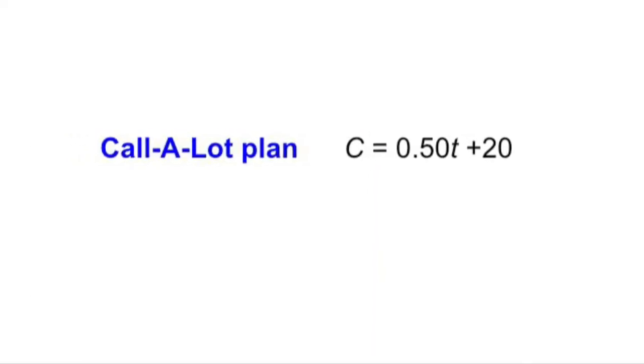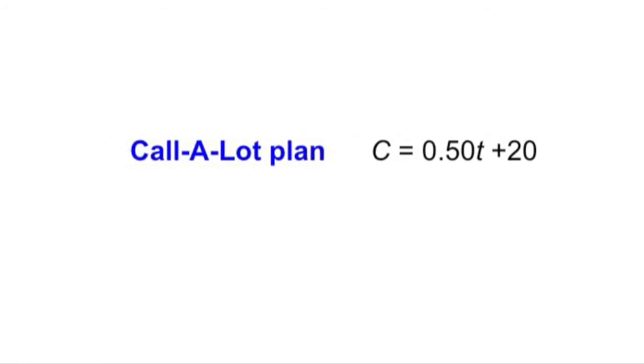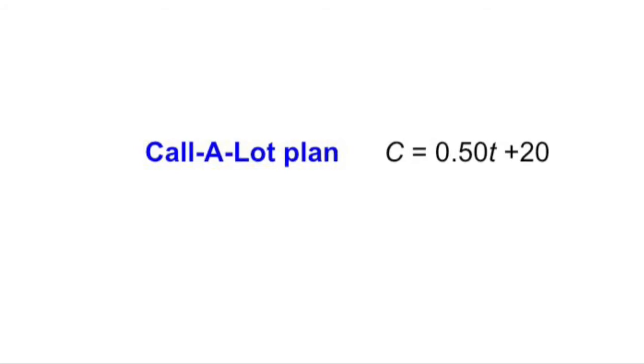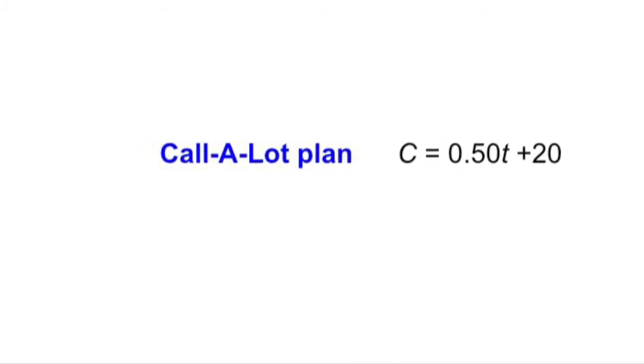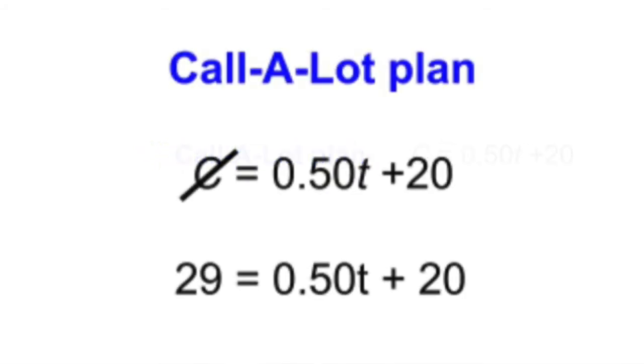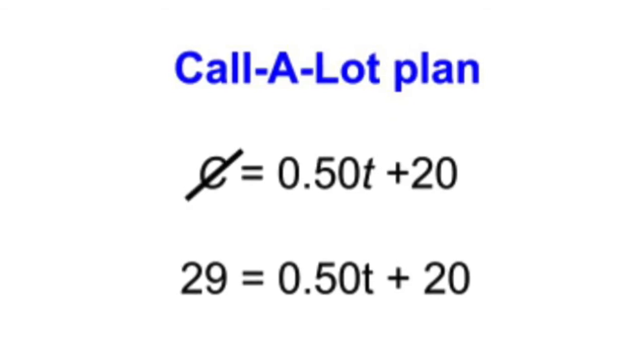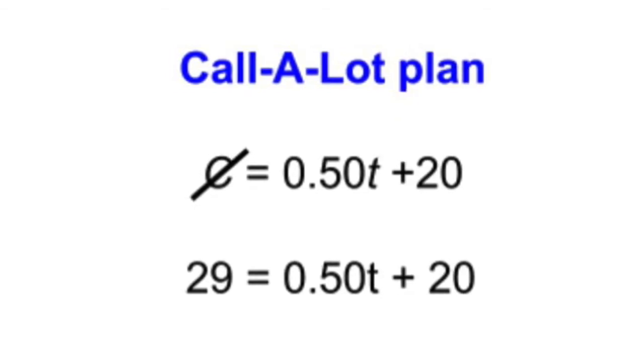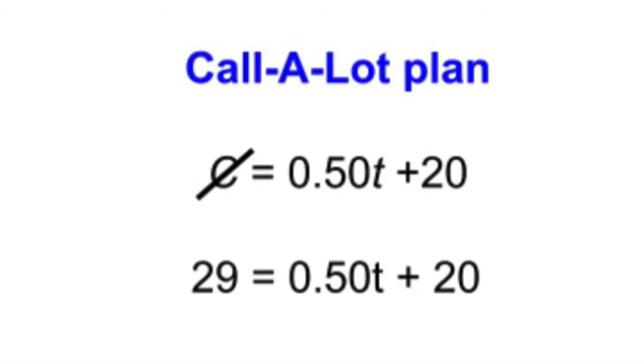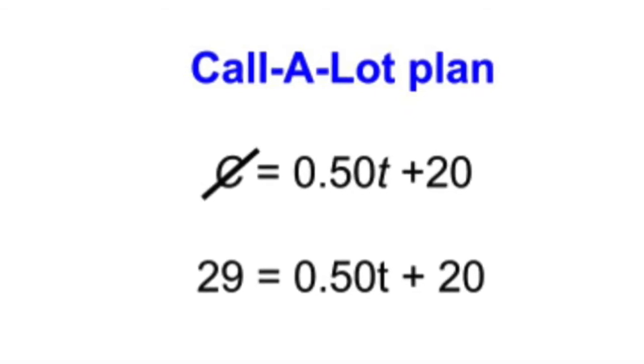So here's the equation for Call-A-Lot plan. C is equal to 0.50T plus 20. C is the cost, T is the time in minutes, and T is what we're looking for. We want to find the time in minutes, and we know the C. We know the cost is $29, so I'm going to cross off the C, and I'm going to put the $29 in, and so now I'm going to have to do algebra. I'm going to have to solve this equation.